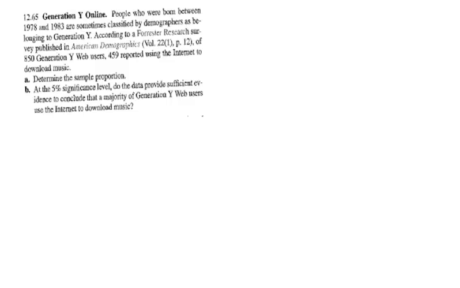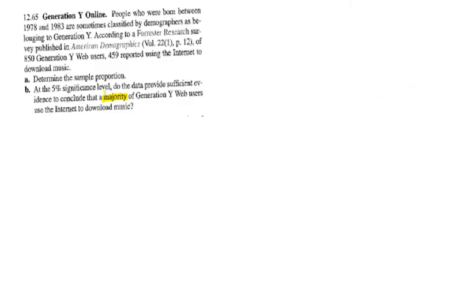In Part A, it wants us to determine the sample proportion. And in Part B, it wants us, at the 5% significance level, does the data provide sufficient evidence to conclude that the majority of Generation Y web users use the internet to download music? So here we're going to use a hypothesis test, and because it's a proportion test, we're going to use the Z distribution. And it's going to be a right-tailed test because it says conclude that a majority, so it's going to be greater than.